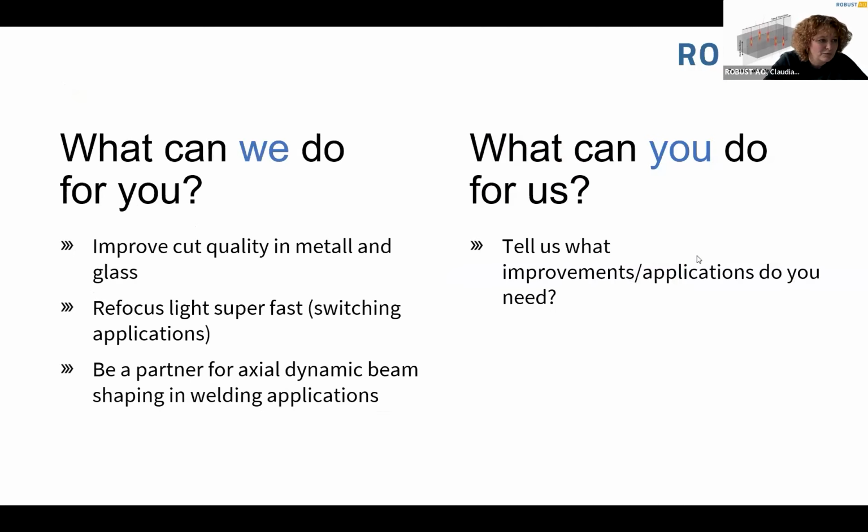And what can we do for you? If you have any issues in cut quality in metal or also glass, independent of the wavelengths of your machining laser, please let us know. Any need in super fast light focusing, and we would also be interested to spread our experiments a little bit more into welding applications. So what you can do for us is, if you have any issues in quality or would like to test the technology, then please let us know and we would be happy to help you.